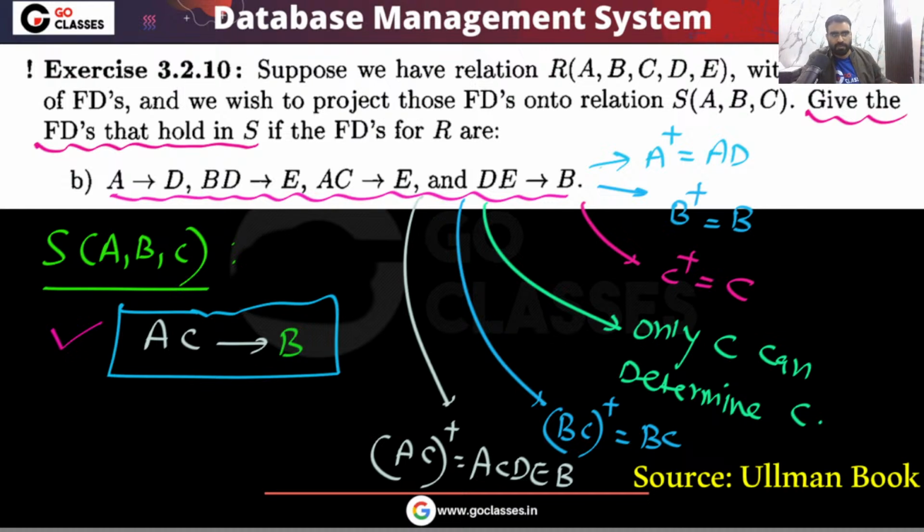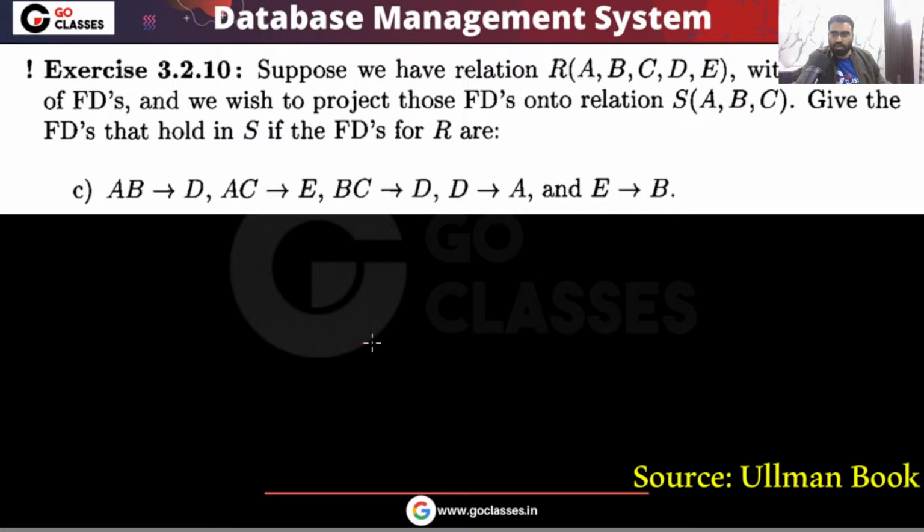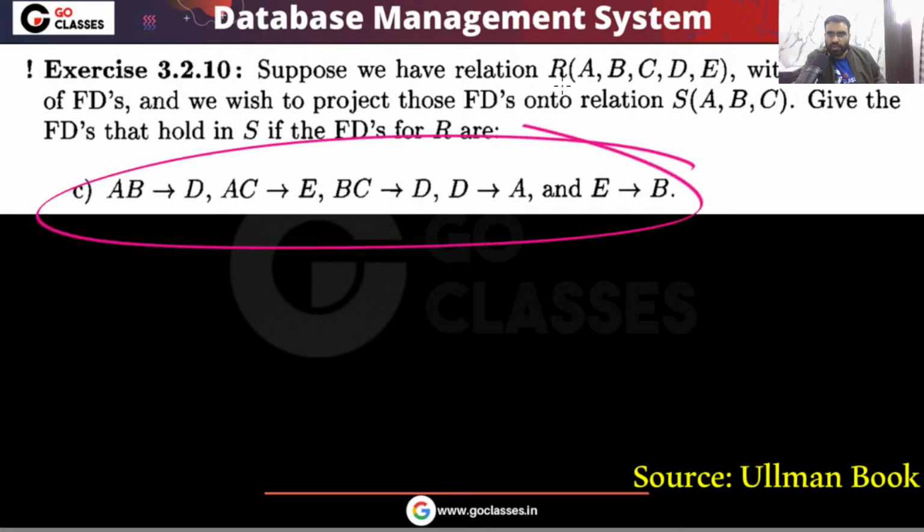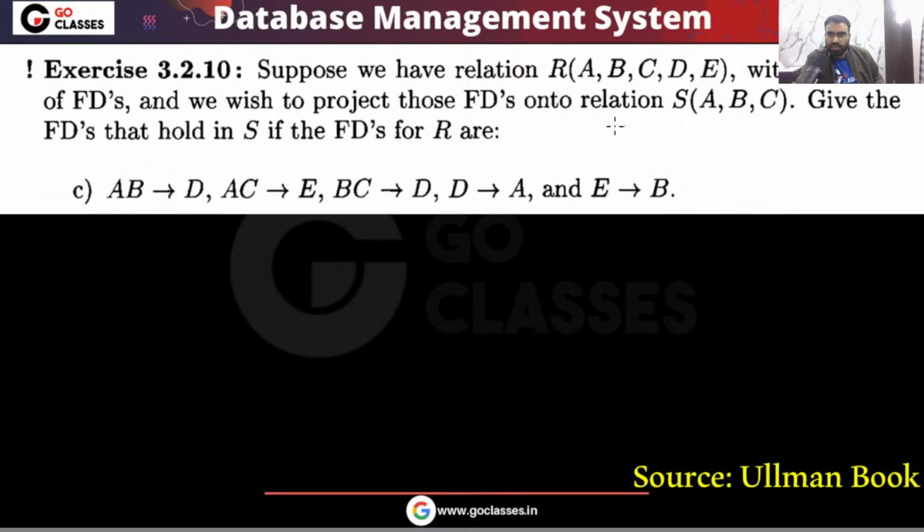So please understand this very clearly. That is the reason I am taking many examples. Let's solve this next question from the Ullman book. These functional dependencies are given to us, and they hold on the relation R. We want to find out which functional dependencies will hold on the relation S, on this sub-relation.